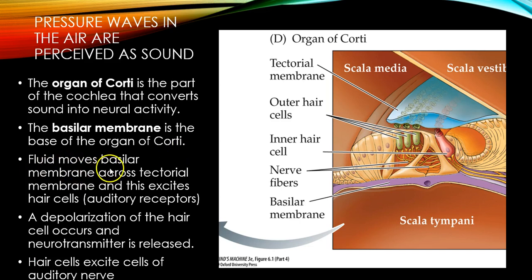So here we have fluid moves the basilar membrane across the tectorial membrane. So the basilar membrane kind of moves, the tectorial membrane stays hard and stays in place, and we've got these hair cells that get pushed up against the tectorial membrane, and this excites the hair cells or the auditory receptors. We get a depolarization of the hair cells, neurotransmitter is released, and we have an activation. We have sound waves transduced into an action potential. That excites cells of the auditory nerve, and that information then goes to the brain, and we finally hear something.